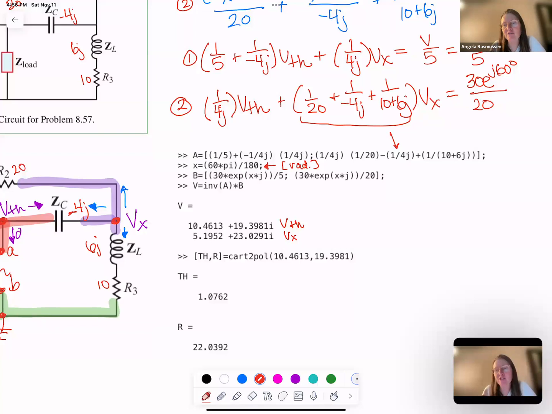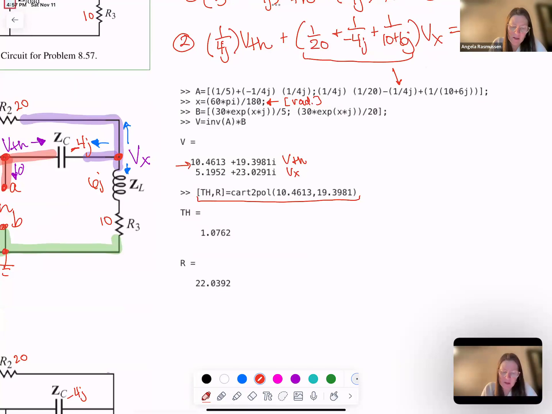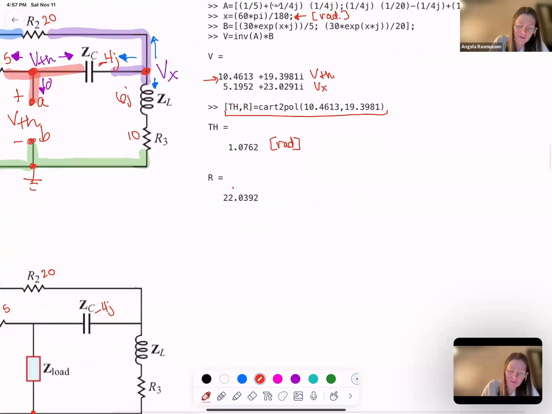And then for VTH, to find the power, I'm going to need to know the magnitude. In order to do that, I can change from these Cartesian coordinates to polar. That's going to be this first line, 10.4613 and 19.3981. This gives me theta, which is the angle in radians, and r, which is the radius, 22.039. So this is the value I'm going to use for the magnitude of VTH when I'm finding the average power.